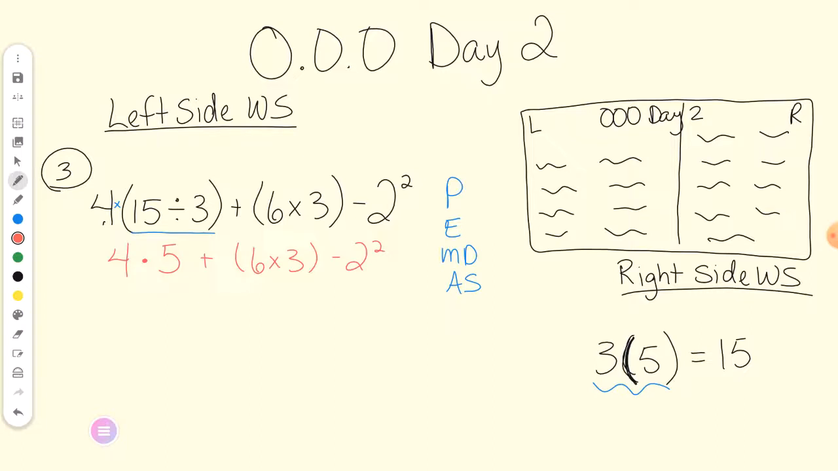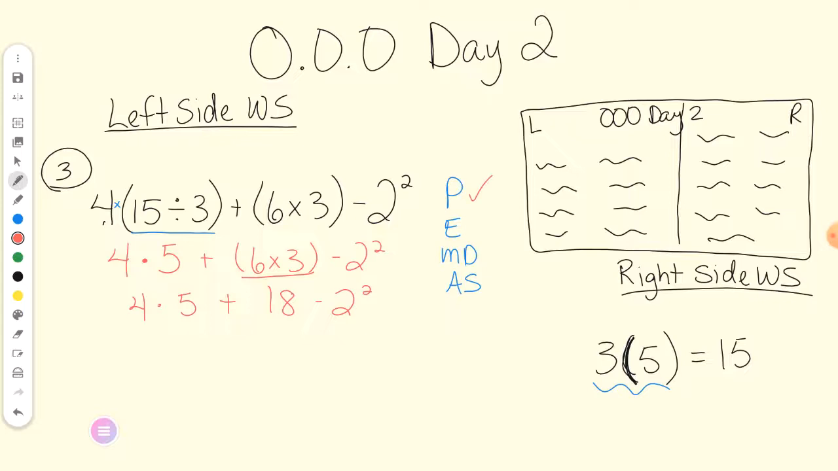Can I mark off my P yet? No. Nope. Kylie, what's next? We have to do 6 times 3 because it has parentheses. Okay, I have another set of parentheses I have to take care of. What's 6 times 3? 18. I'm going to drop everything else down. Can I mark off my P? Yes, all of my parentheses are gone.